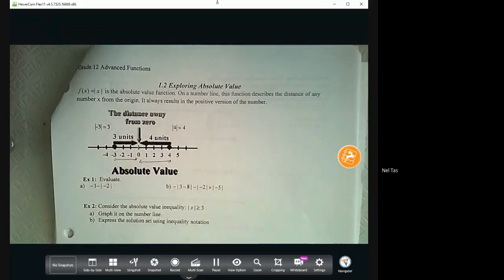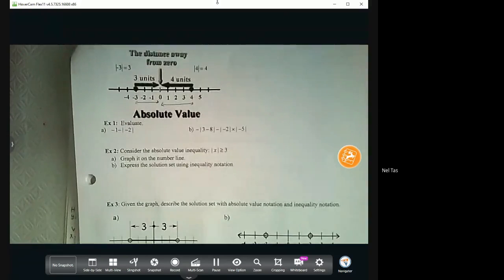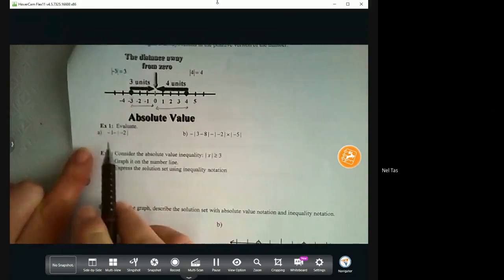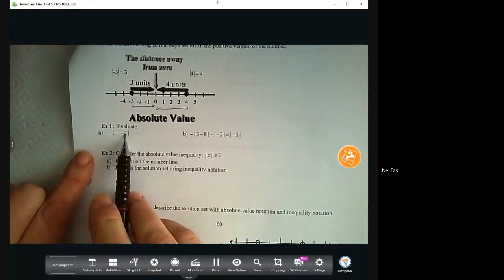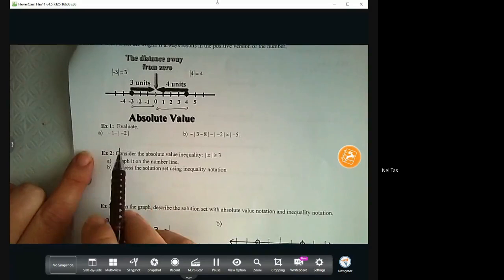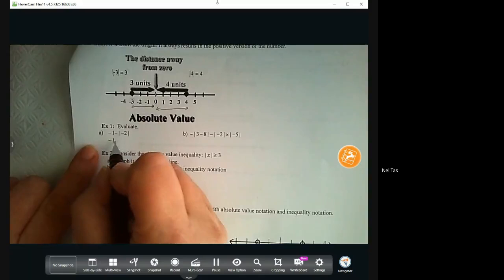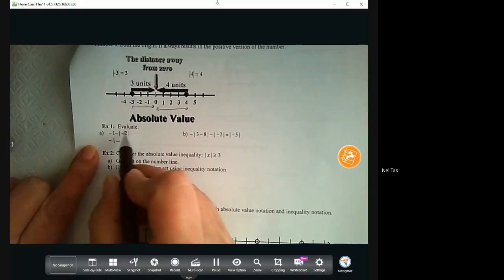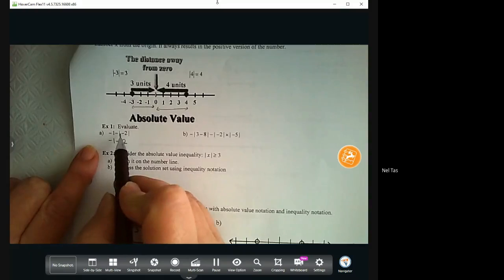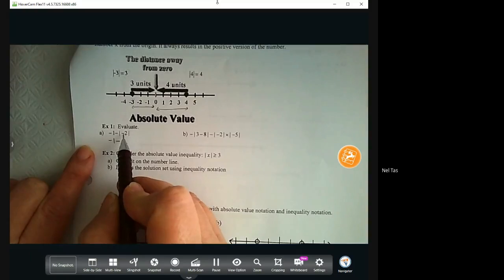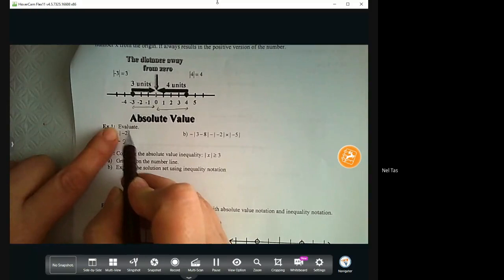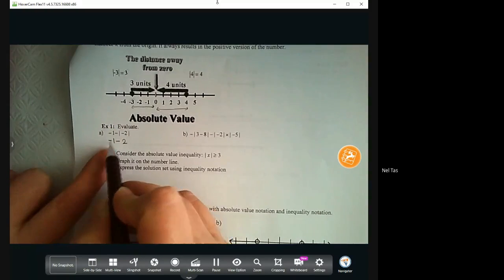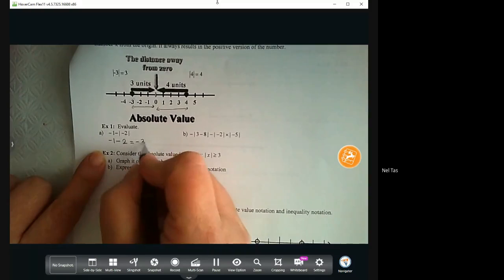Okay. So let's look at example 1. We are going to evaluate -1 minus the absolute value of -2. So -1 minus the absolute value of -2 is +2. So you cannot just multiply. Don't think of it as a bracket, and do not multiply this negative sign by that negative sign. First calculate the absolute value of -2, put it there, and then do the calculation. So we get -3.